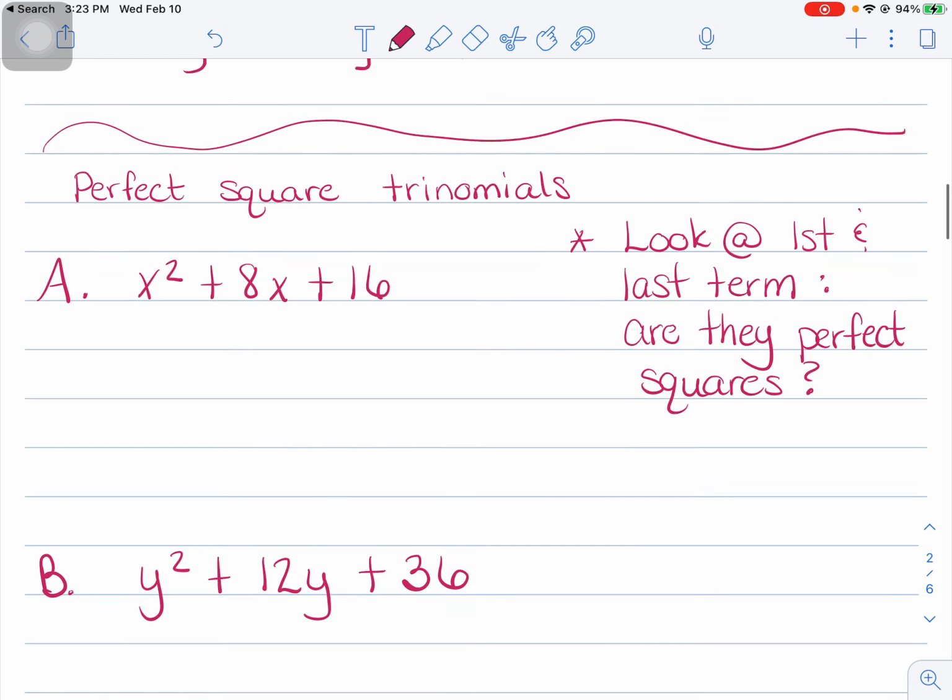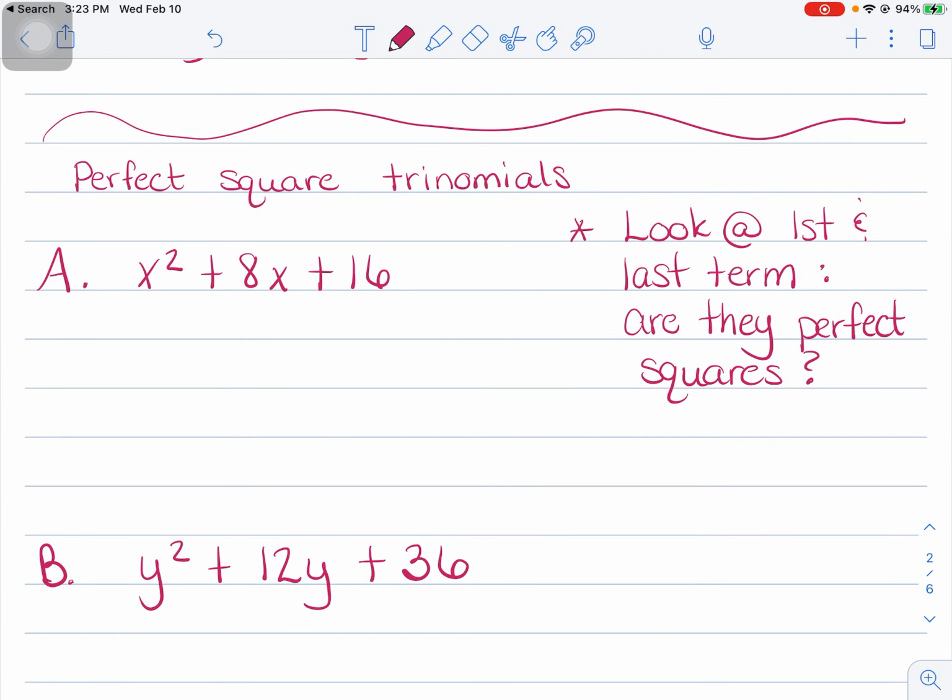All right, so let's look at some perfect square trinomials. We've learned already how to factor trinomials, and we talked about how we look first for a GCF. Well, I don't see a GCF. I could use the X method: my a times my c gives me 16, and the factors have to add up to 8. I know that 4 times 4 gets me 16, and they also add together to get me 8.